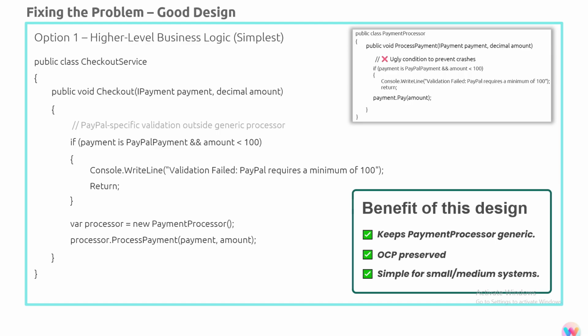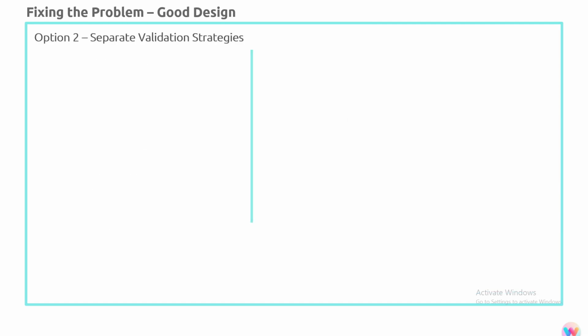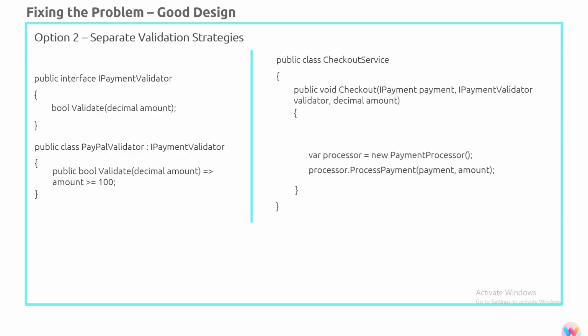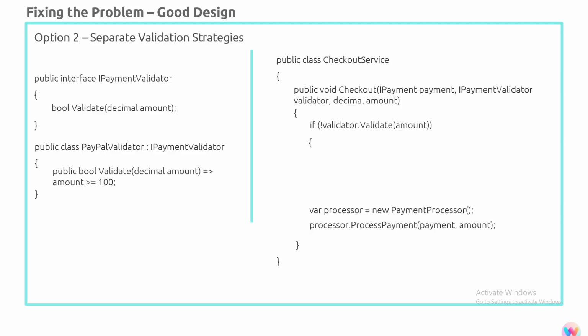Now let's see one more way to fix this violation. We can actually have completely separate validation strategies. This is better for scalable systems. The idea is to encapsulate validation logic in a separate validator class. Let's create an interface IPaymentValidator with a method validate. Let's implement this in a concrete PayPalValidator class, then use a strategy pattern. With this design, for each payment type, you can have its own validator.